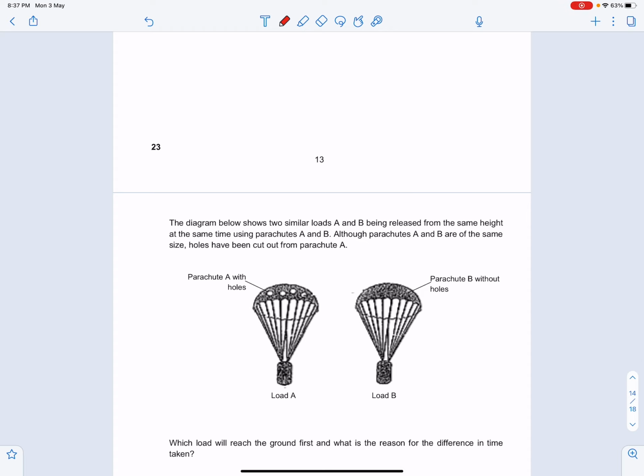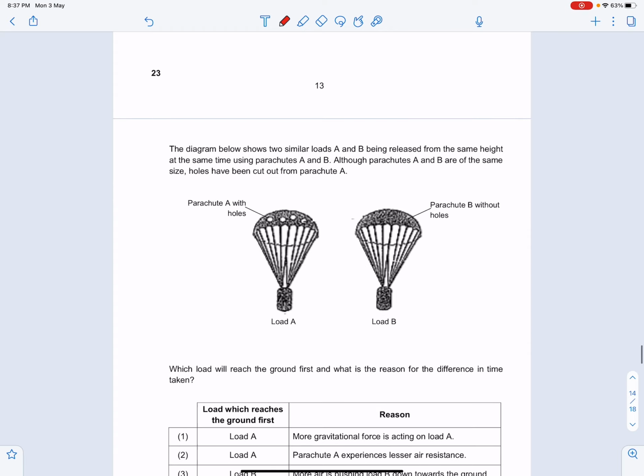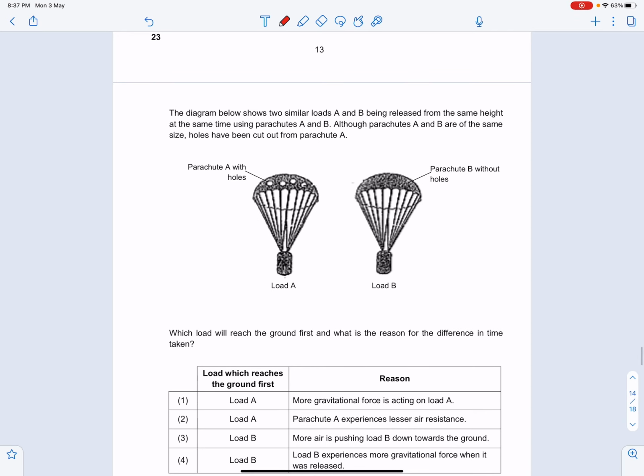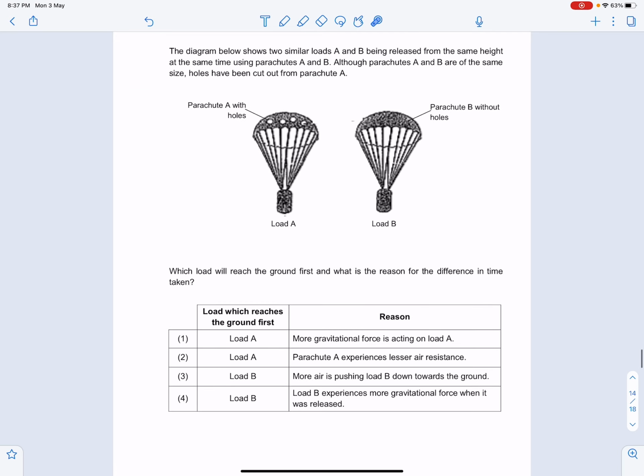Now, let's take a look at question 23. The diagram below shows two similar loads, A and B, being released from the same height using parachutes A and B. Although A and B are of the same size, holes have been cut out from parachute A. Okay, so this question, once again, if you've seen it before, shouldn't be surprising to you. It's got to do with air resistance, forces once again.